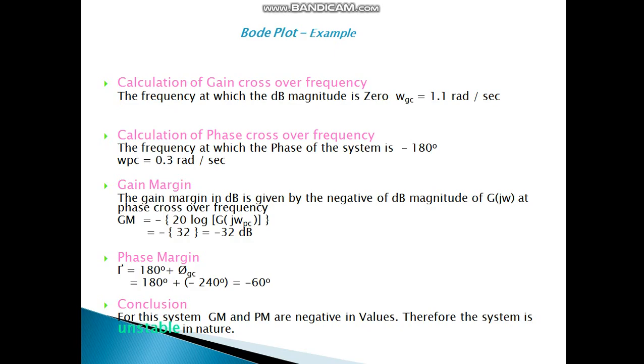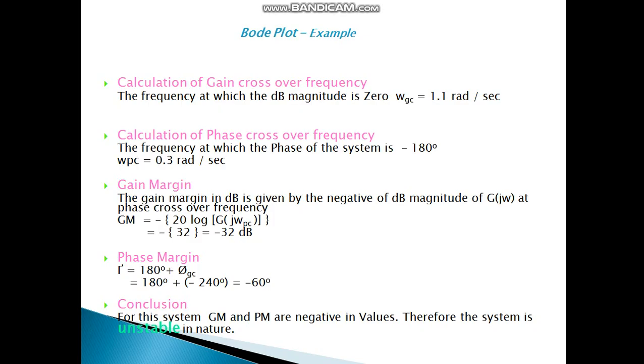Calculation of the gain crossover frequency: the frequency at which the dB magnitude is 0 is known as the gain crossover frequency. Omega g is equal to 1.1 radians per second. Next is calculation of the phase crossover frequency: the frequency at which the phase of the system is minus 180 degree. Omega pc equal to 0.3 radians per second.